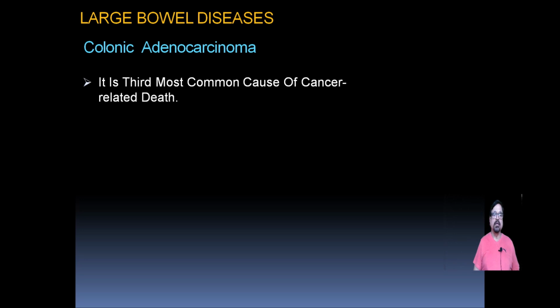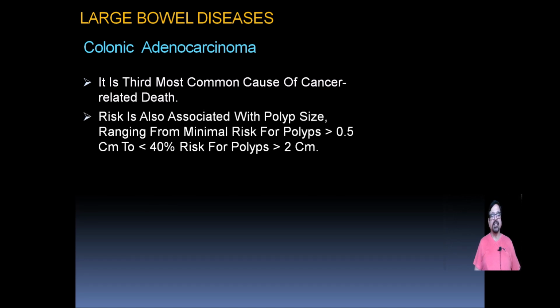Now coming to the important colonic adenocarcinoma or malignancy. It is the third most common cause of cancer-related death. Risk is also associated with polyp size. So it is extremely important to detect the polyps. It is extremely important to detect colonic malignancies because barium enema can lead to the diagnosis and subsequently it is followed by endoscopy or CT scan for the staging.